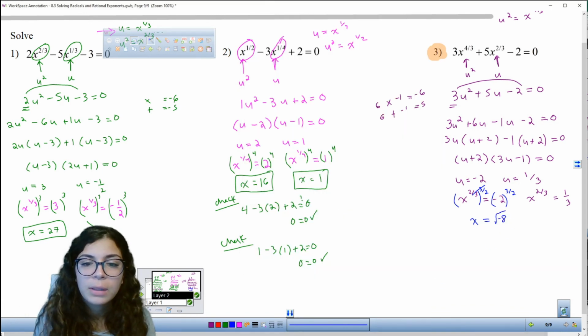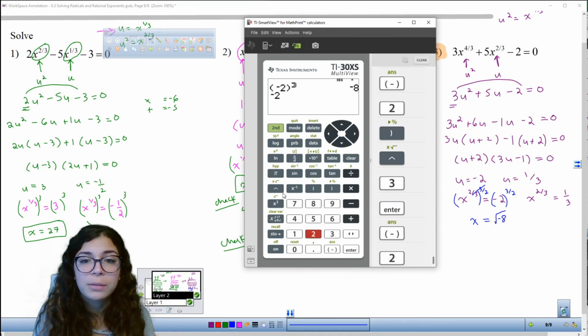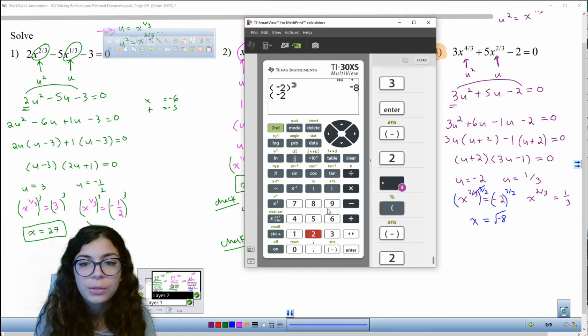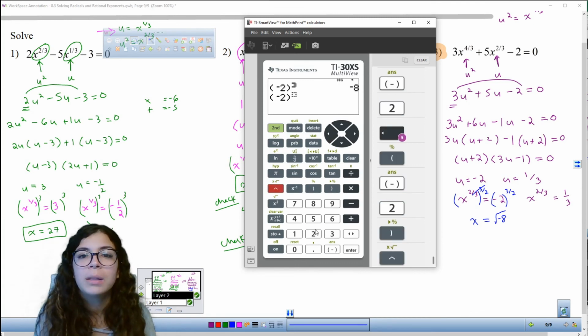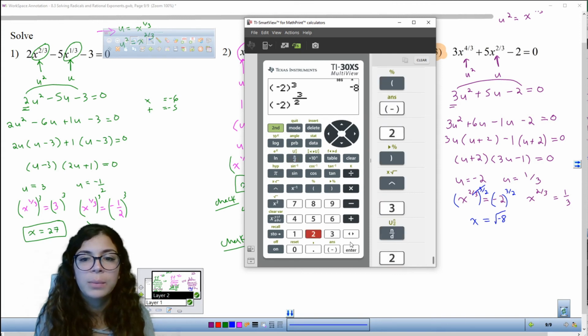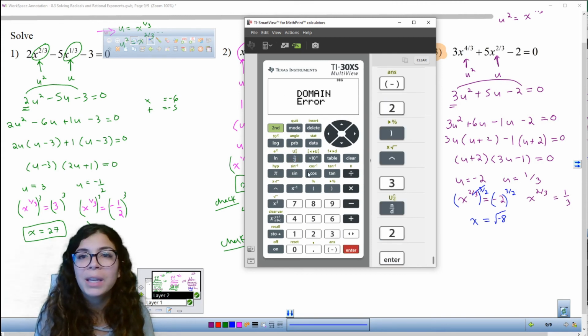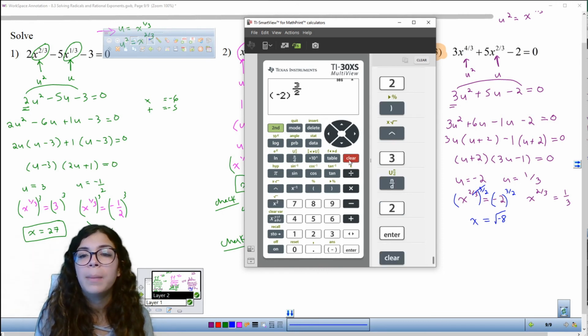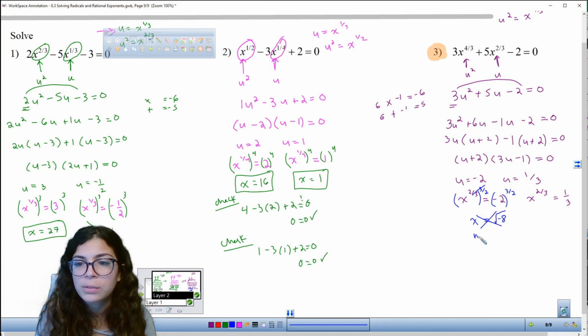Okay, now let me just show you what it would have looked like if you had just plugged in -2. Anytime you have a negative, you should put it in parentheses. Okay, there we go. To the power of 3/2, just so you could see what it would give you. You see, it gives you a domain error because you're ending up taking the square root of a negative, right? So that means that there is no real solution. Okay, so this doesn't give me any real solution. No real solution from this one.